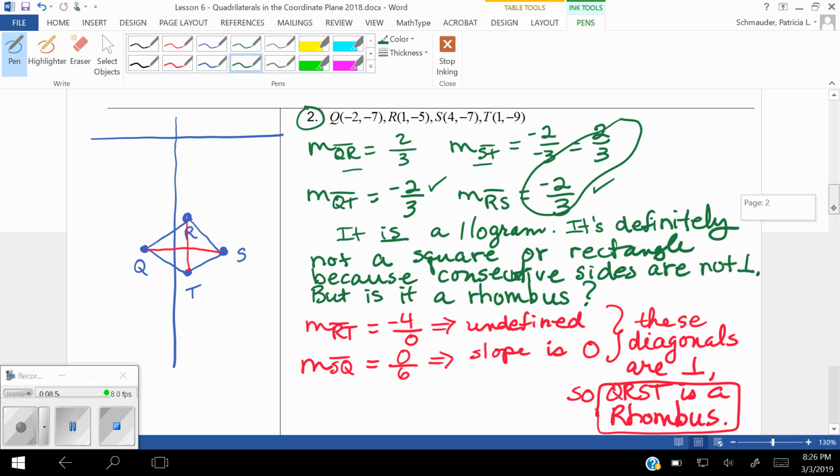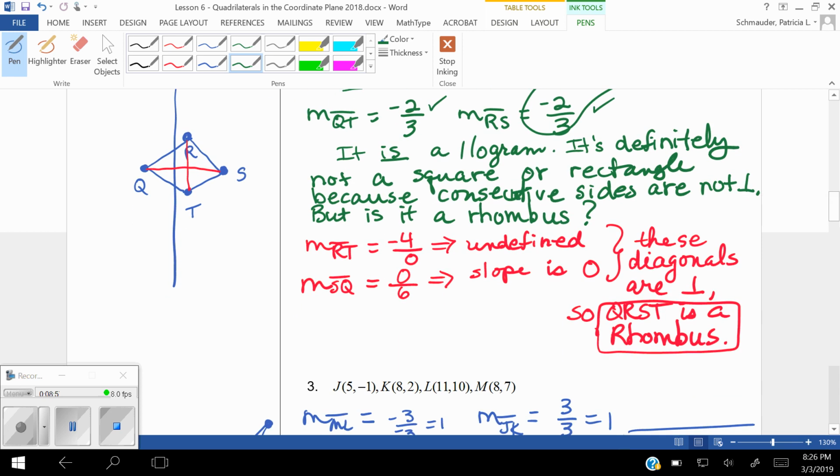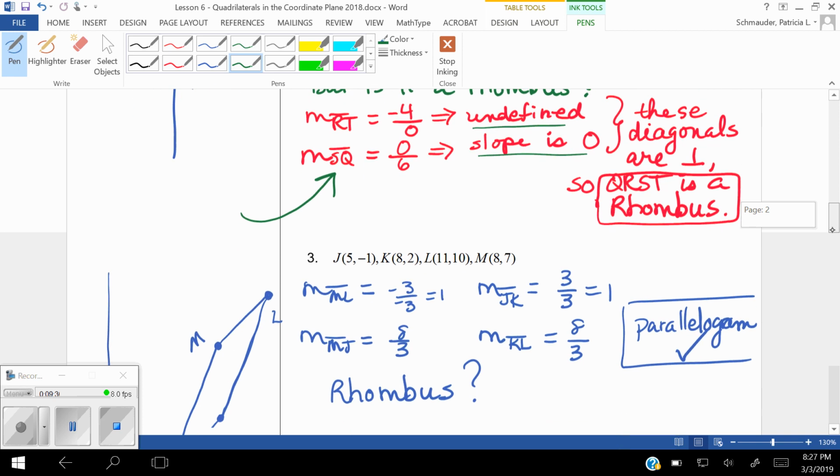How can I decide whether this is a rhombus or not? Well, I've got 2 choices. I can find the lengths of 2 consecutive sides, or I can find the slopes of the diagonals. If they're perpendicular, I know it's a rhombus, and that's what I decided to do here. I sketched in my diagonals, as you see there in red. I found their slopes. One slope is undefined, one slope is 0. Therefore, I know the diagonals are vertical and horizontal, and they're perpendicular. That means QRST is a rhombus.